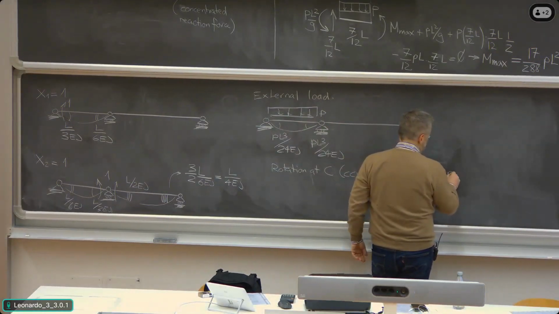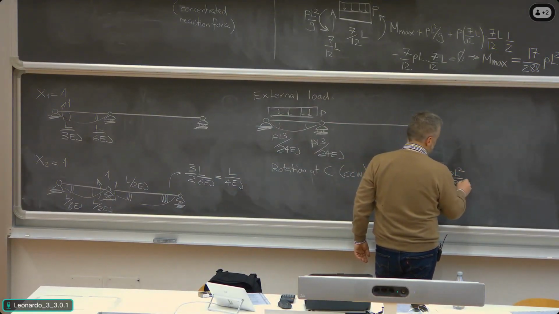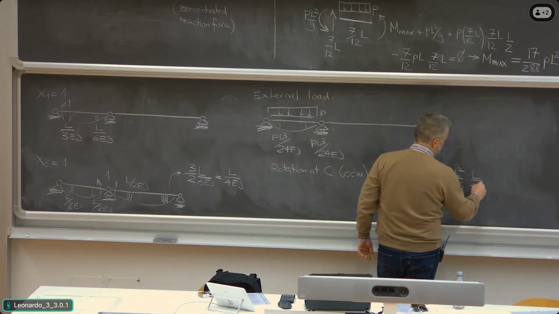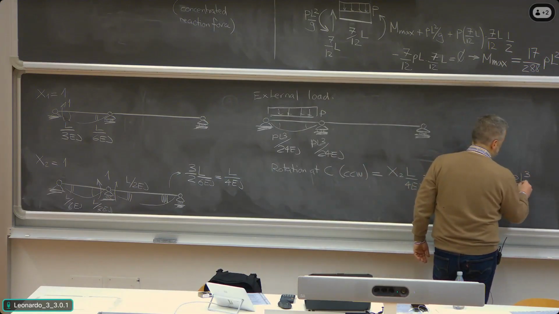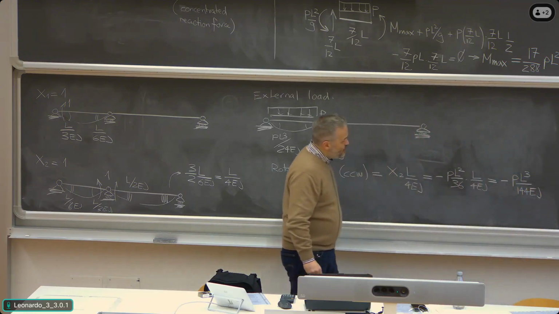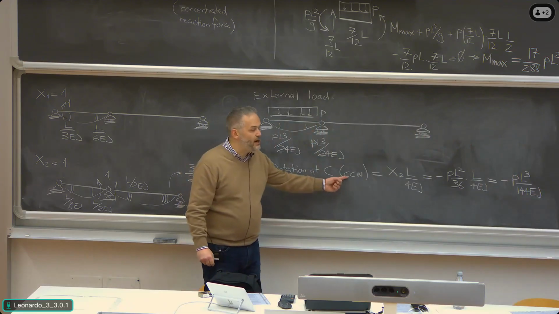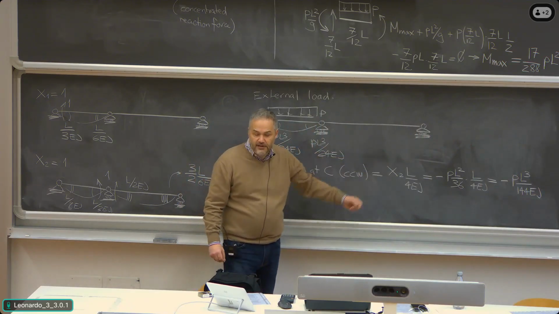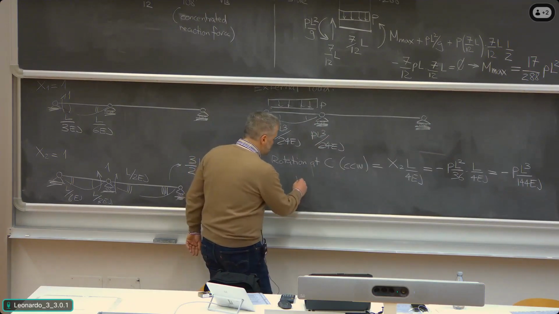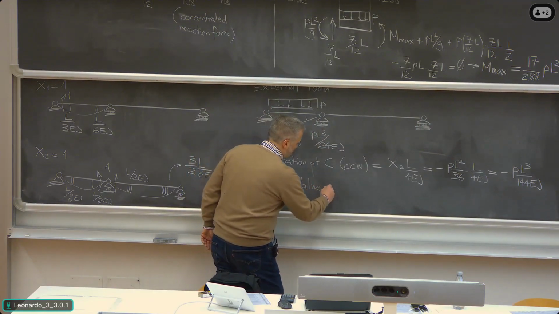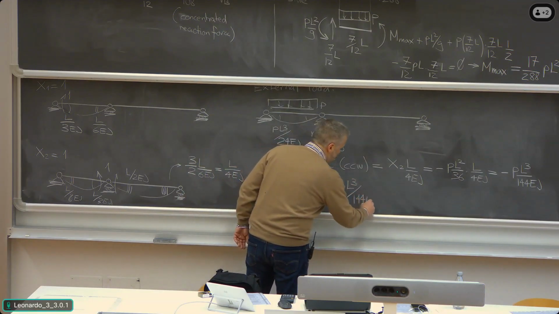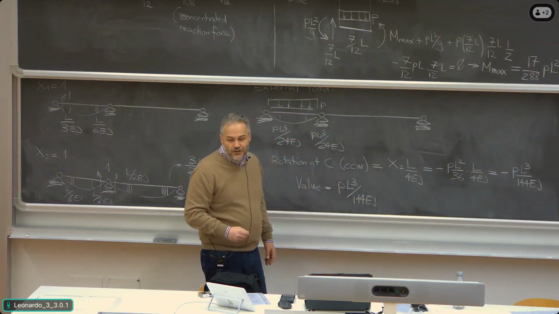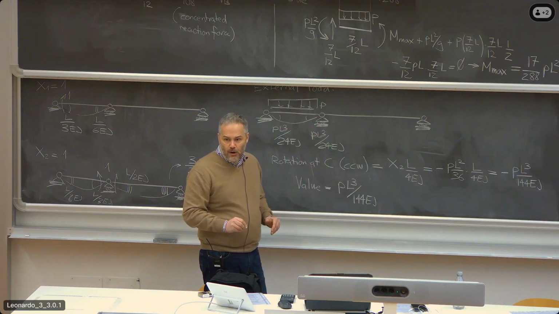So the value will be minus PL squared divided by 36 times L over 4EJ, which means minus PL to the power of 3 divided by 144EJ. What does it mean? That the counterclockwise rotation is negative? It means that the value is PL to the power of 3 divided by 144EJ, and the direction is clockwise.